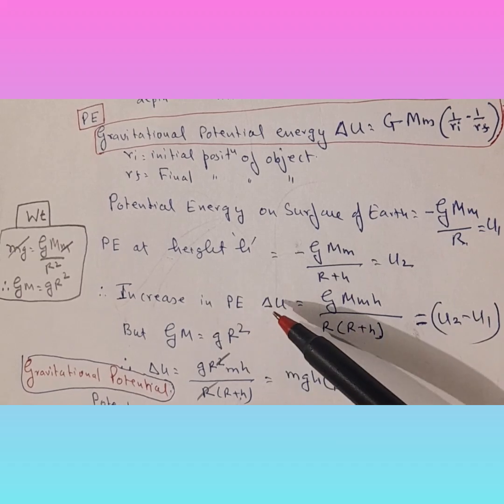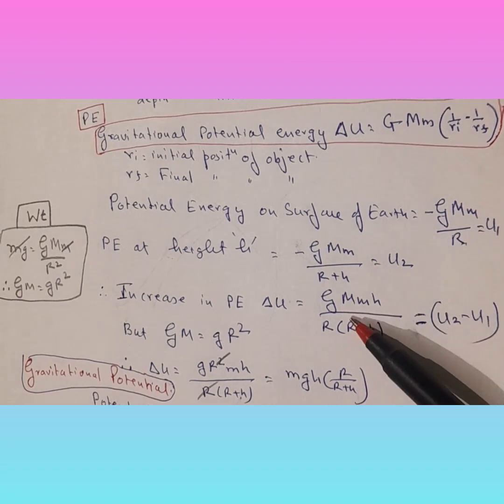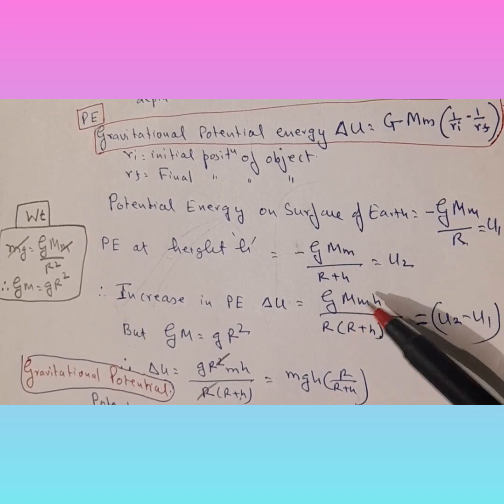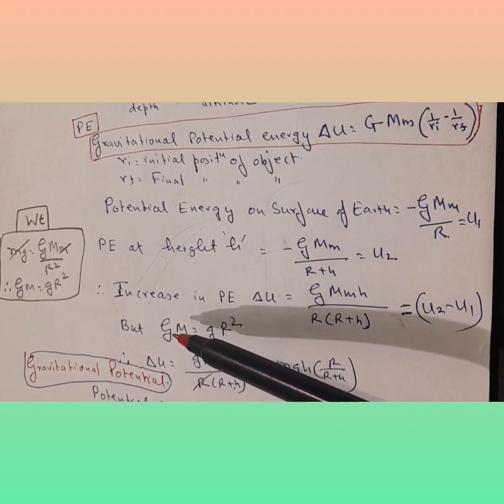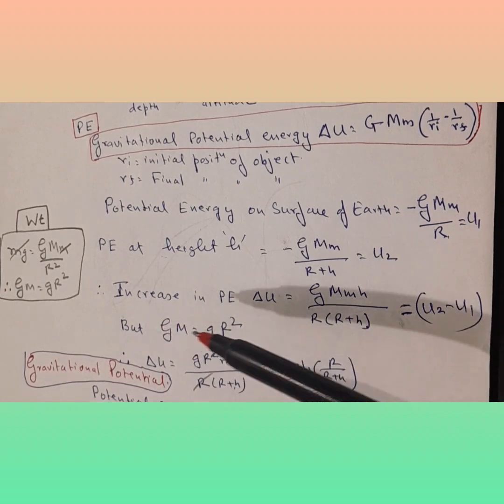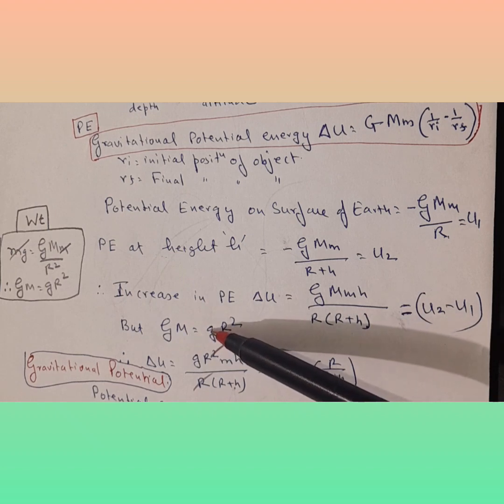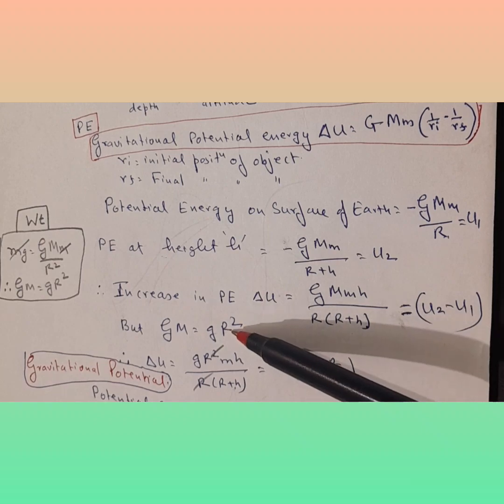So the increase in potential, or change in potential energy, would be U2 minus U1, which on subtracting would be GMmh upon R into R plus h. Now we also know GM is equal to gR square. Here G is the gravitational constant and g is acceleration due to gravity. M is the mass of Earth and R is the radius of Earth.